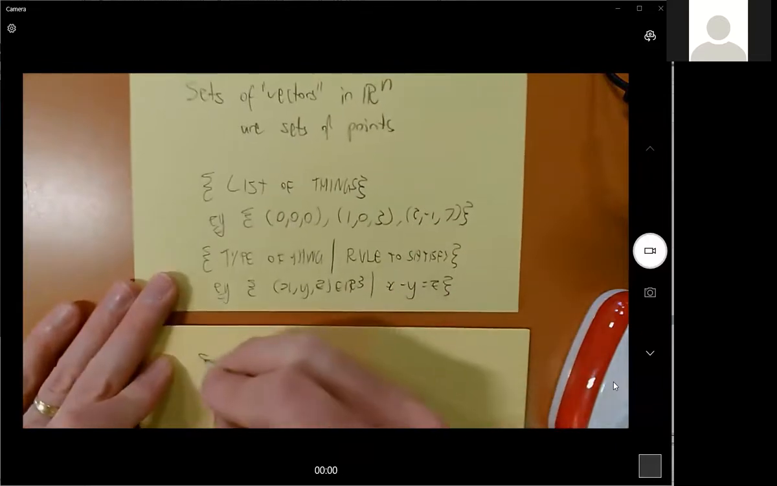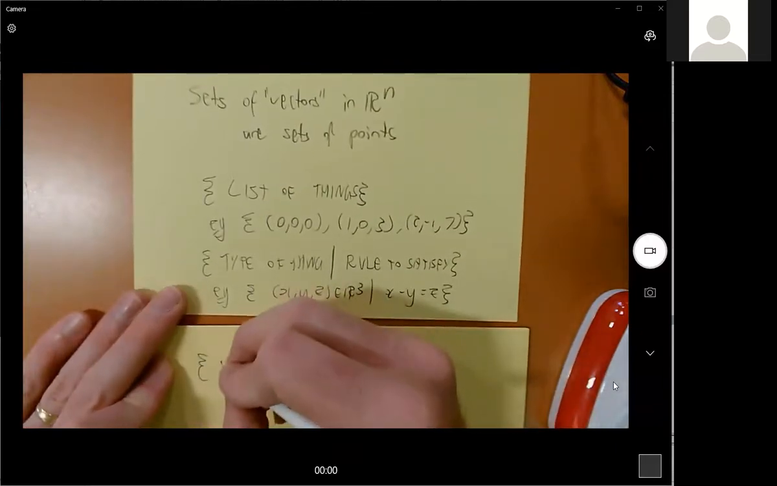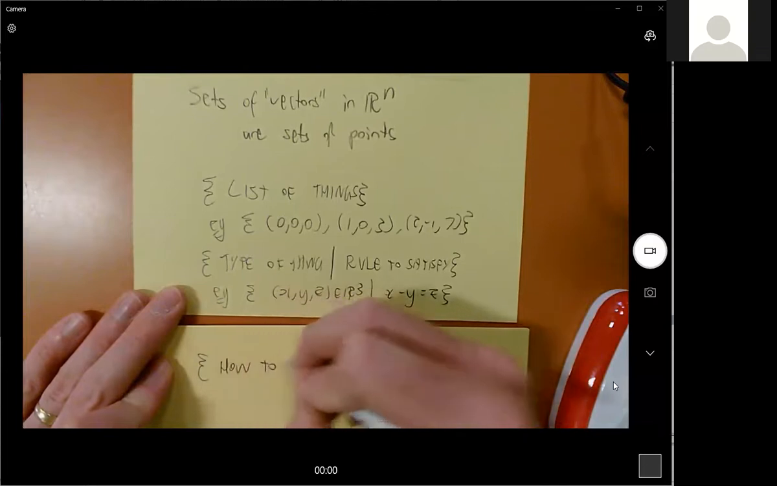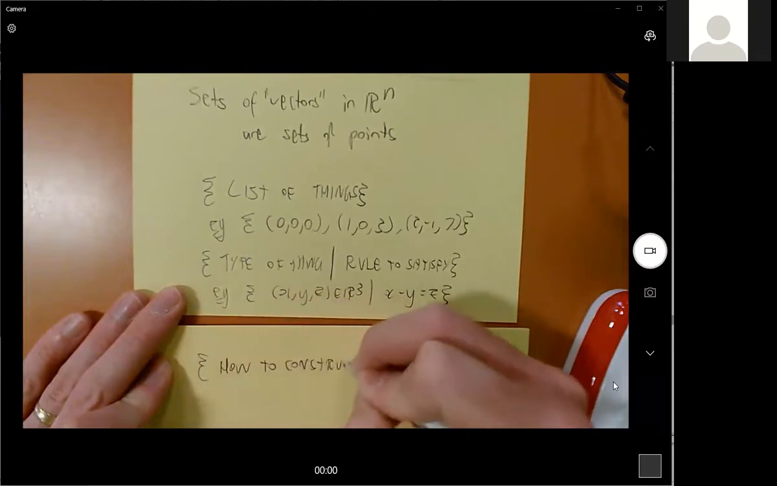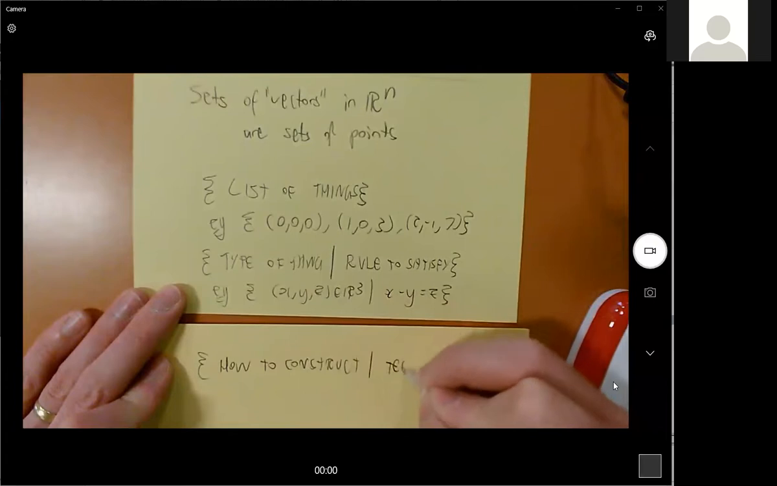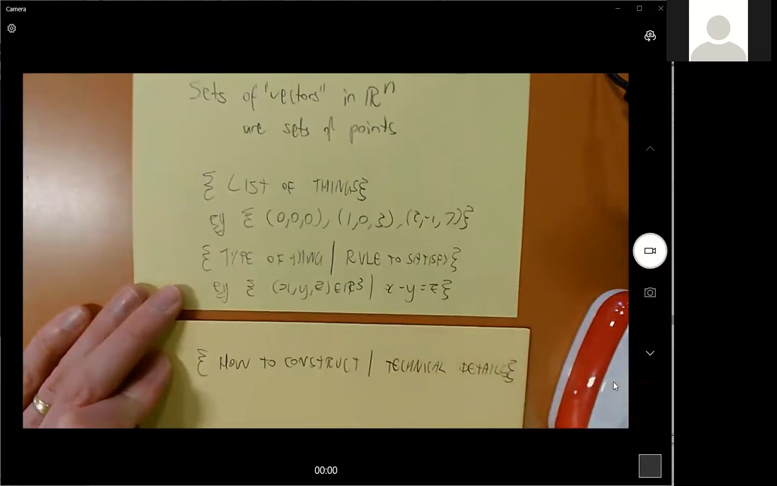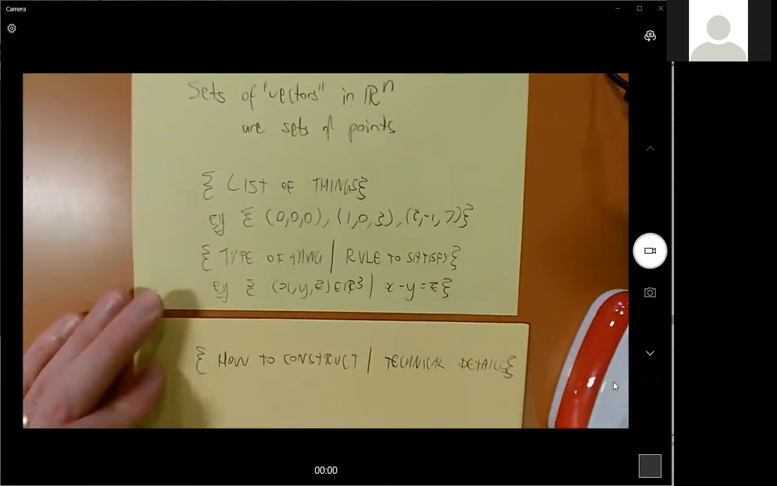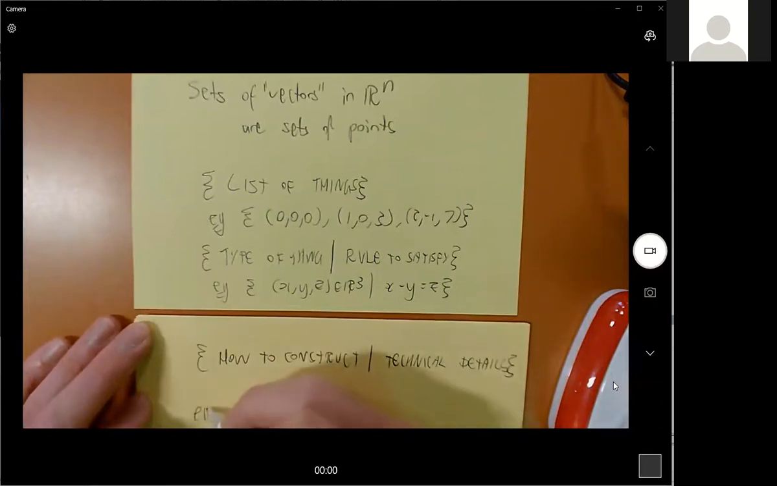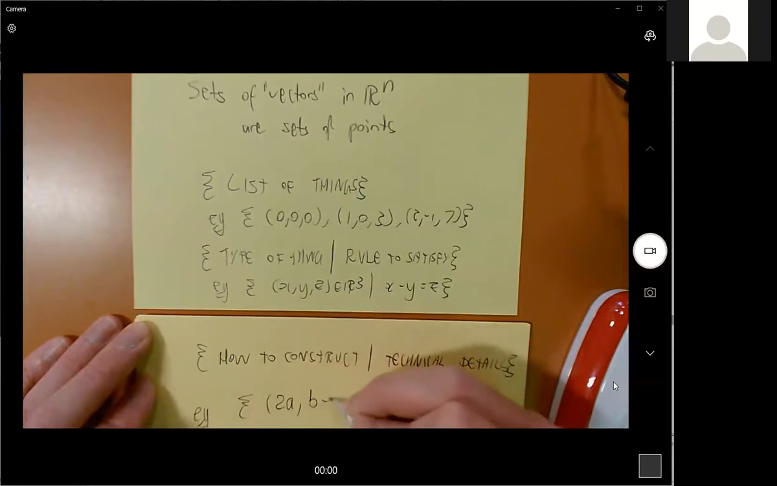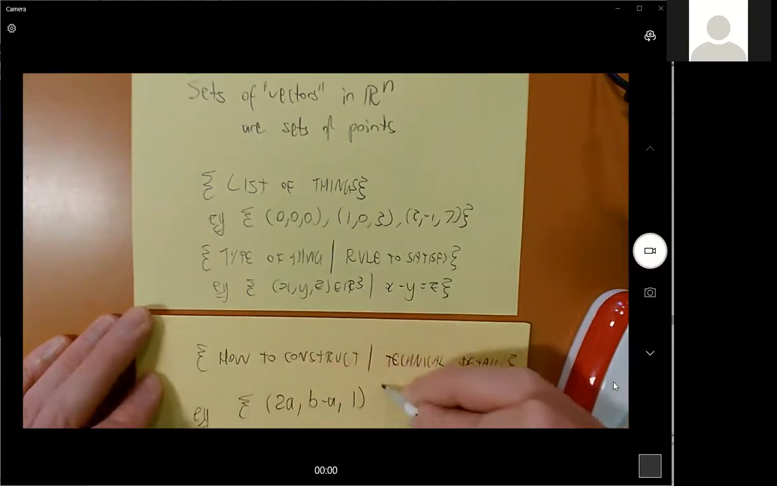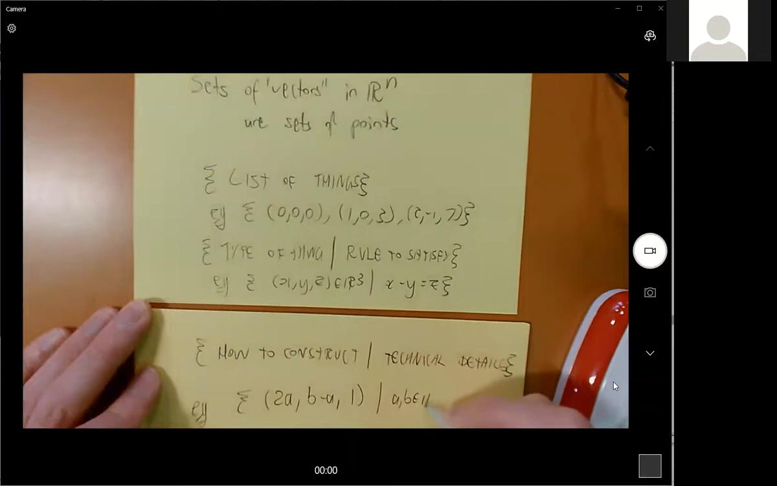And the other kind of set is written like this. It tells you how to construct it and then gives you some technical details about how to do it properly. So for example, it might have something like (2a, b minus a, 1) such that a and b are real numbers.